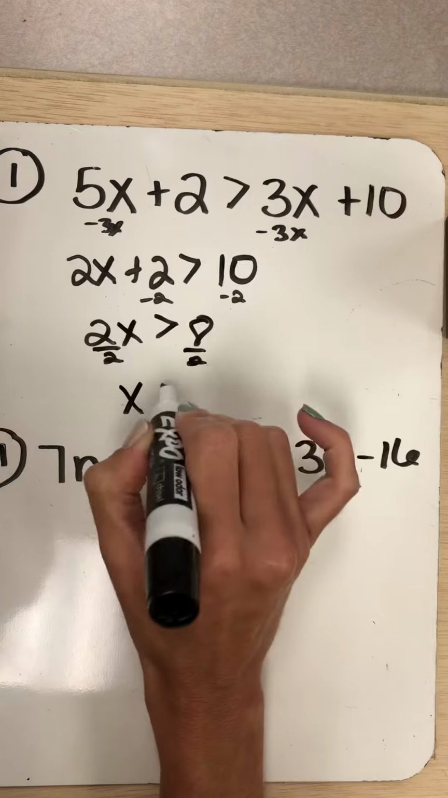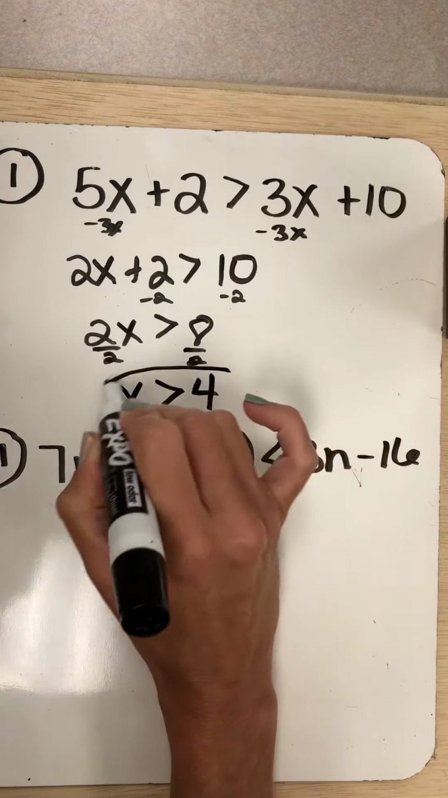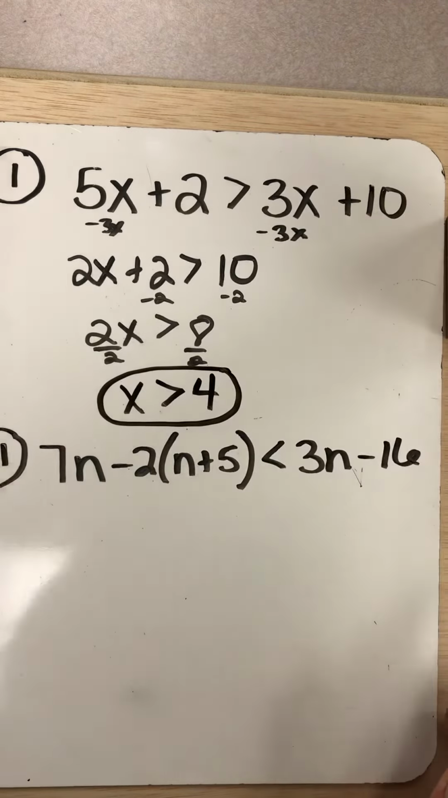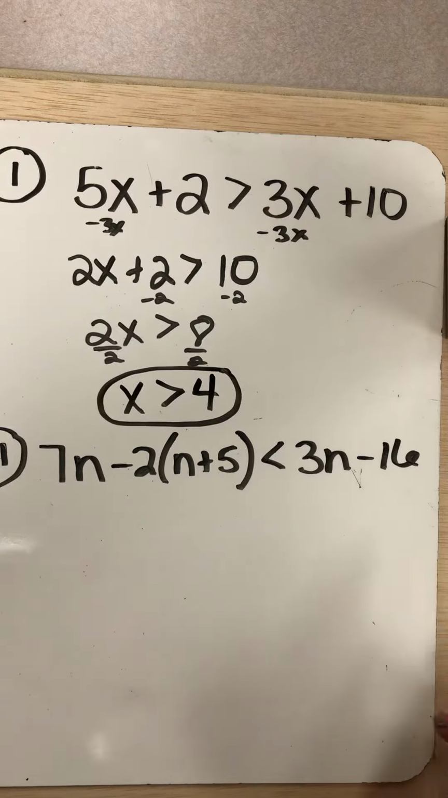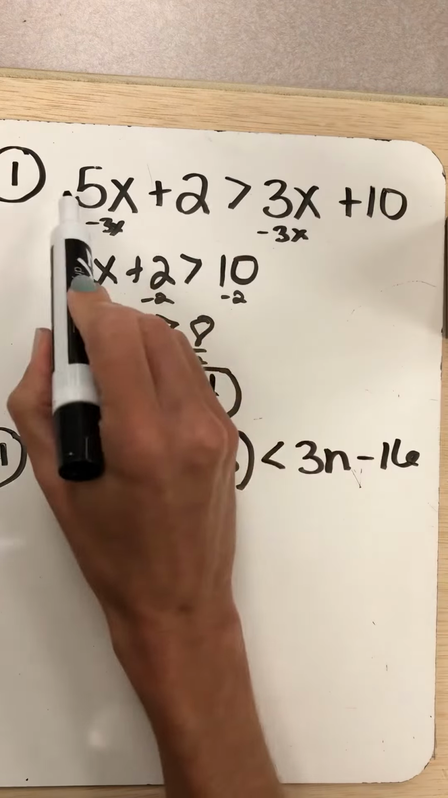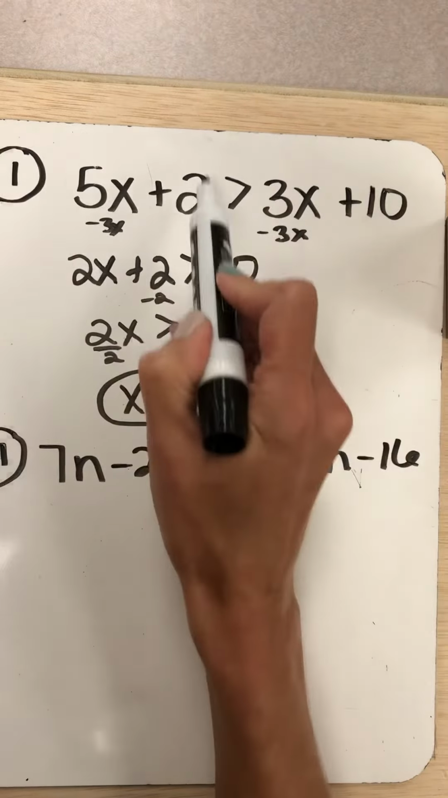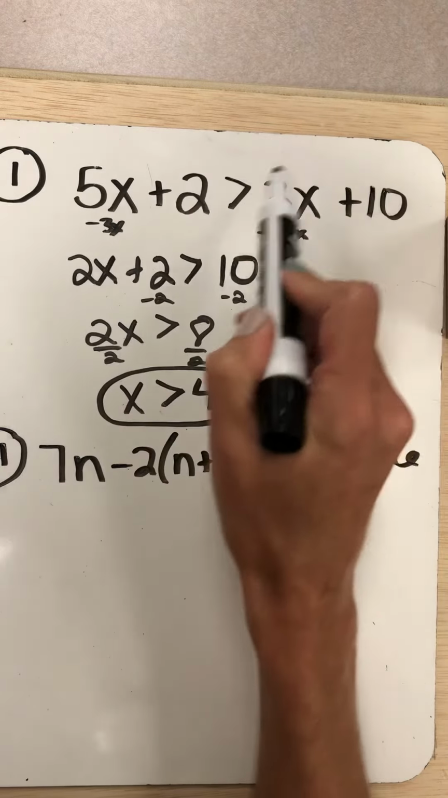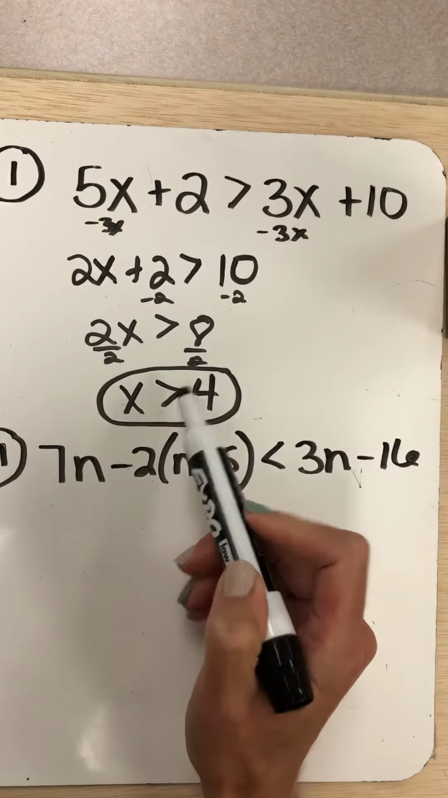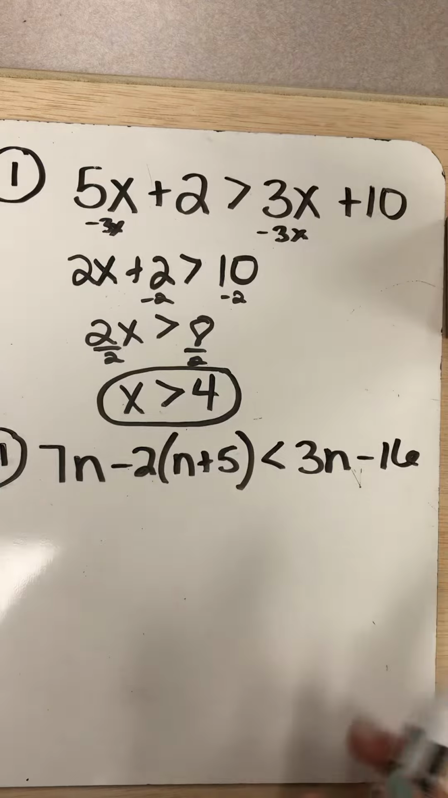And I get x is greater than 4, which means any time that x is greater than 4, if I plug it into this inequality here, it's going to make the left side have a bigger value than the right side. And I'm not including 4 in my answer.